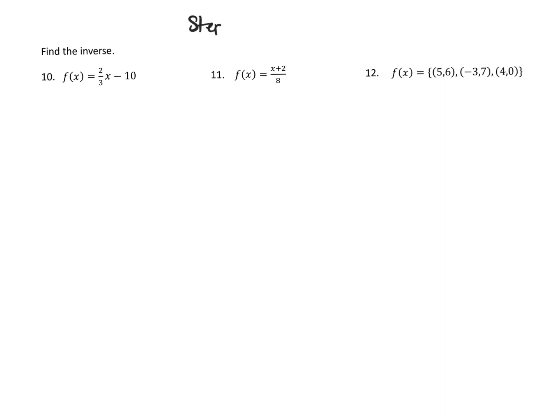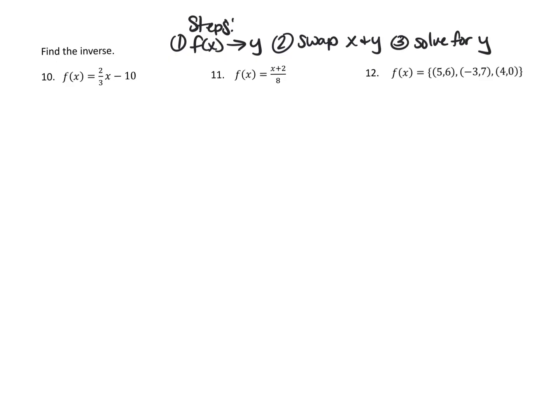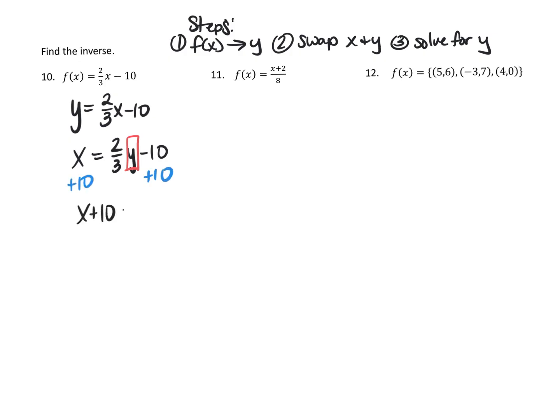Remember, our steps for finding the inverse when it's in an equation is change f of x to y, swap my x and y, and then solve for y. So for number 10, I'm going to make this y equals 2/3 x minus 10. I'm going to swap my x and y. X equals 2/3 y minus 10. Now I need to get the y by itself. So we're going to add 10. So x plus 10 is 2/3 y.